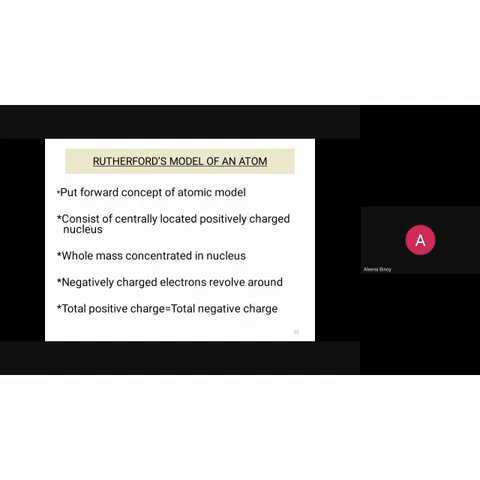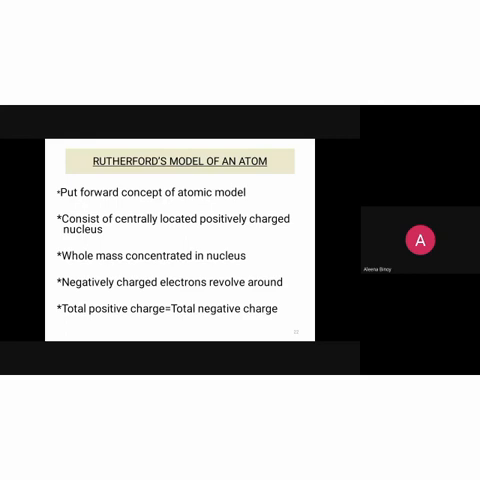Okay, so from the observations of this Geiger-Marsden experiment, Rutherford put forward the concept of his atomic model. The conclusion he came to was that the atom consists of a centrally located positively charged nucleus, and the whole mass of an atom is concentrated in the nucleus. Around the nucleus, there are empty spaces in which negatively charged electrons are revolving in different orbits. And the total positive charge is equal to the total negative charge.